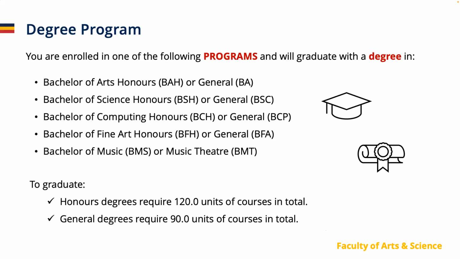Before reading your progress report, it is important to understand how your undergraduate career is structured. As you know, there are several degree program options available to students at Queen's. Remember that honors degrees require 120 units of courses in total to graduate, and general degrees require 90 units. There is no required time by which you have to complete your degree. Typically, honors degrees are completed in 4 years, and general degrees are completed in 3 years, but students frequently take more time to complete their degrees.